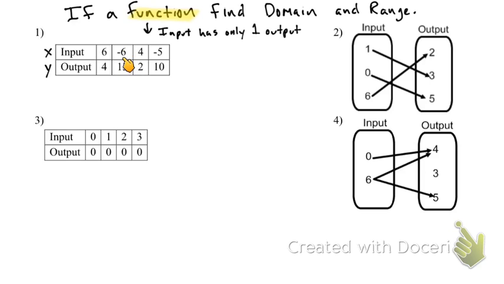This is also okay. The number 4 only has one dance partner of 2. All right. So that's good. And -5 only has one dance partner of 10. Okay. So this is a function. Okay, so the input has only one partner. All right. So since it's a function, we want to do the domain.